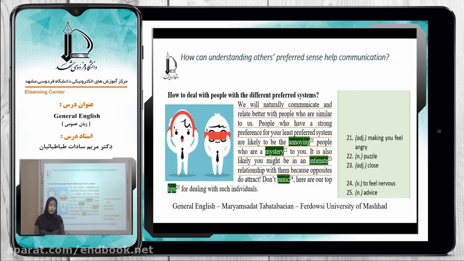Therefore, knowing these senses helps us deal with these individuals. Deal with, here it means communicate, right? When you deal with someone, you are able to just talk to them, understand them, and you are okay with them. You don't find any problems in doing so.